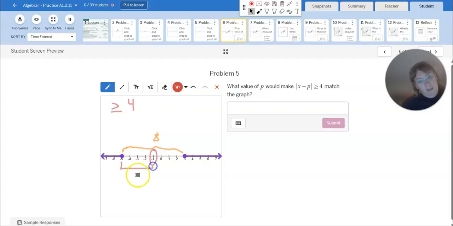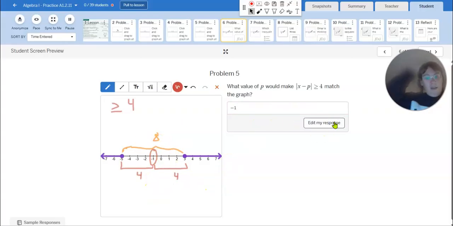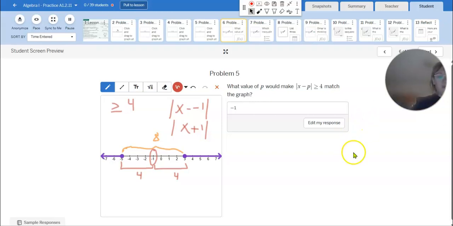So it's always going to be balanced like this. We have 4 on the left, 4 on the right. So we were looking at the distance from -1. So that would be x minus -1, which of course we would see written as x plus 1 in the absolute value bars. Beautiful.